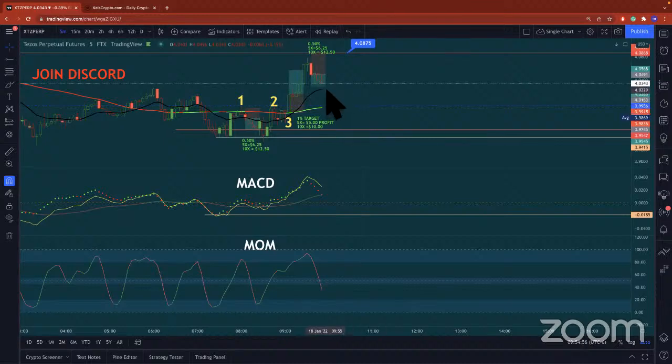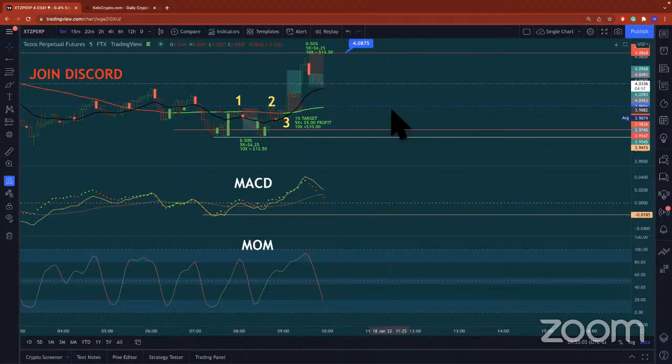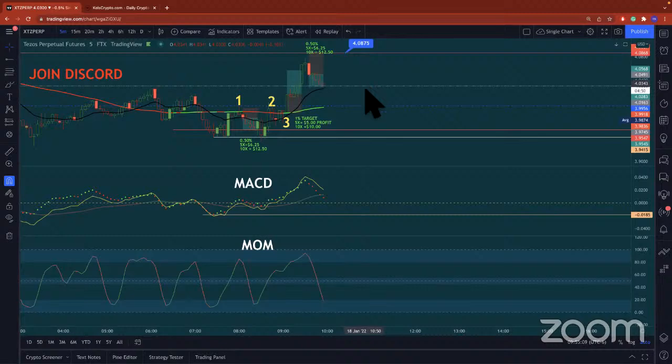If you target 0.5, that's where you want to get in and out. You don't want to sit around and wait for it. You want to get out. Get out. And there it is. We hit it. There you go. It's that simple.